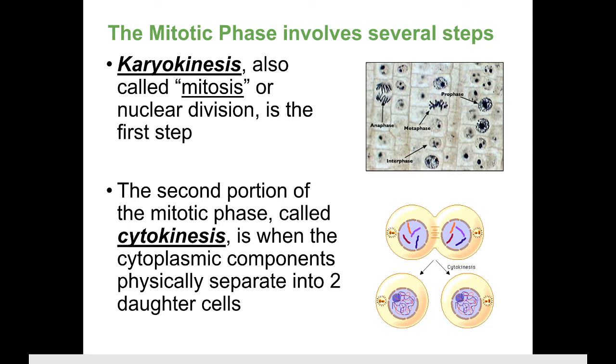The second portion of the mitotic phase is called cytokinesis. And cytokinesis is when the cytoplasmic components physically separate into 2 daughter cells. It's the actual splitting of one cell into 2. And a lot of people think that cytokinesis is part of the mitotic phase. It is not. It is its own separate phase that occurs after the mitotic phase.